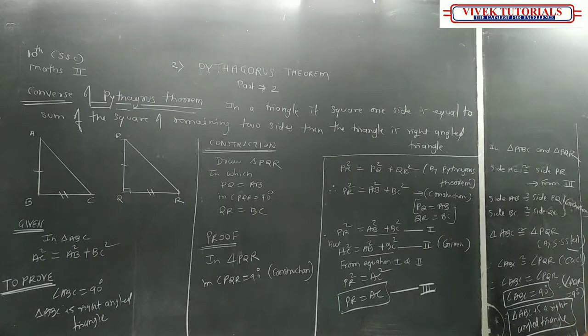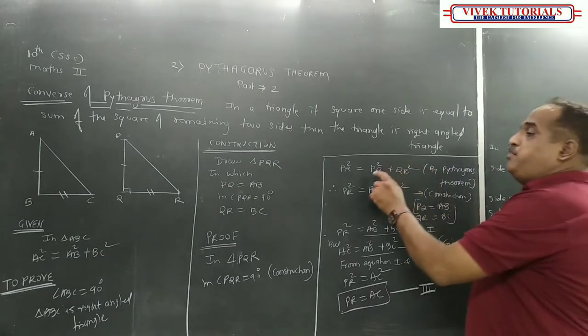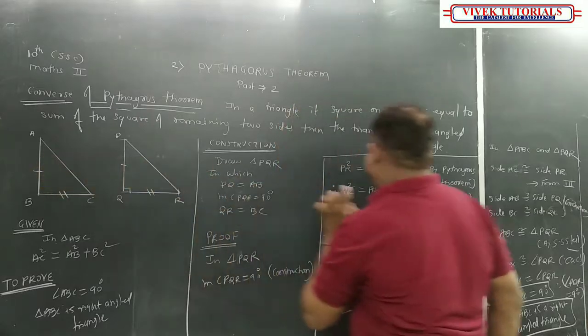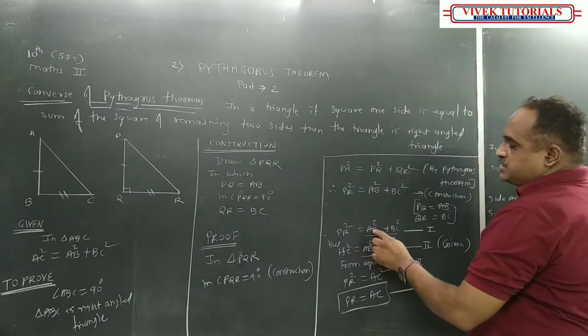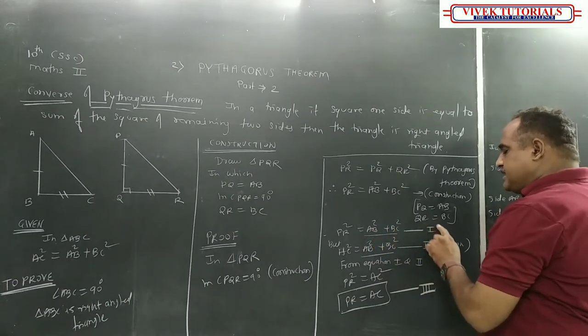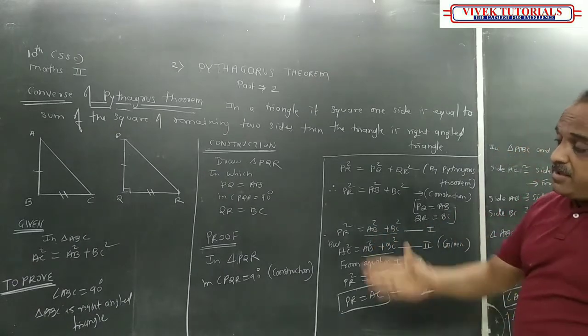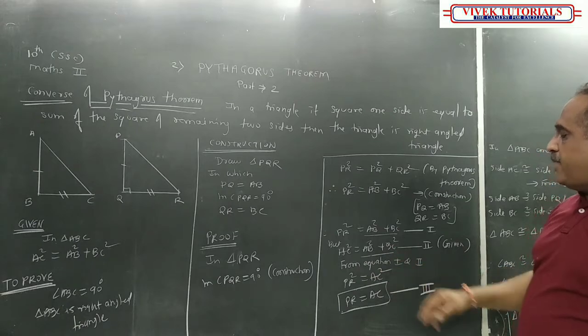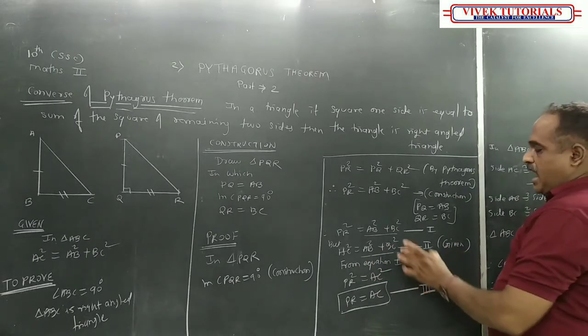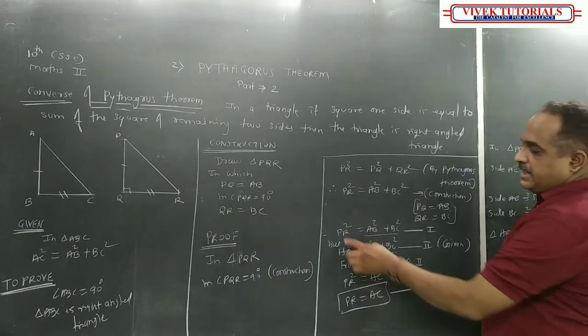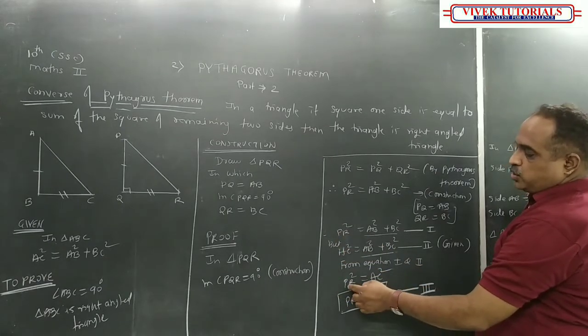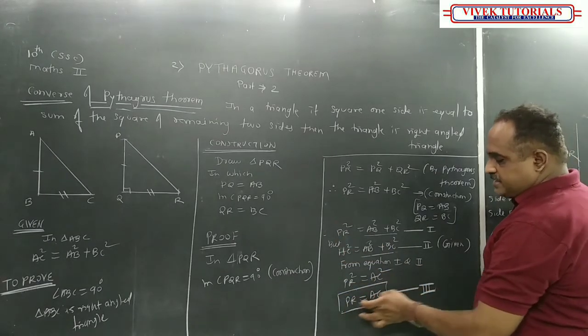तो by Pythagoras theorem PR square is equal to PQ square plus QR square. But instead of PQ, I can write AB, and instead of QR, I can write BC. So what I got? PR square is equal to AB square plus BC square. This is equation 1. But they have given that AC square is equal to AB square plus BC square. It is given. अगर इक्वेशन 1 और 2 को कंपेयर करेंगे तब मालूम पड़ रहा है कि ये लेफ्ट हैंड से राइट हैंड इक्वल है. तो PR square is equal to AC square मतलब PR is equal to AC हो गया.